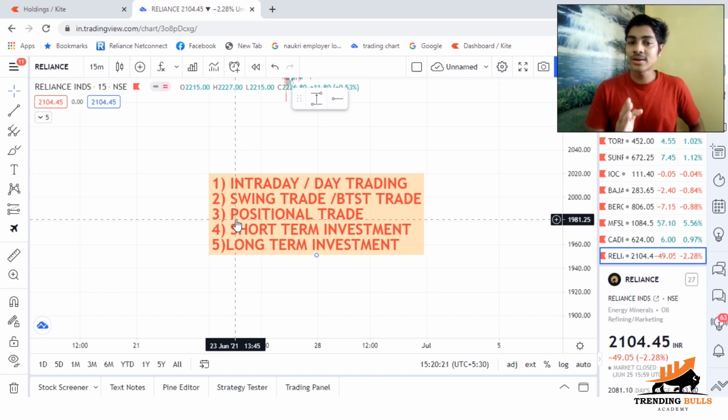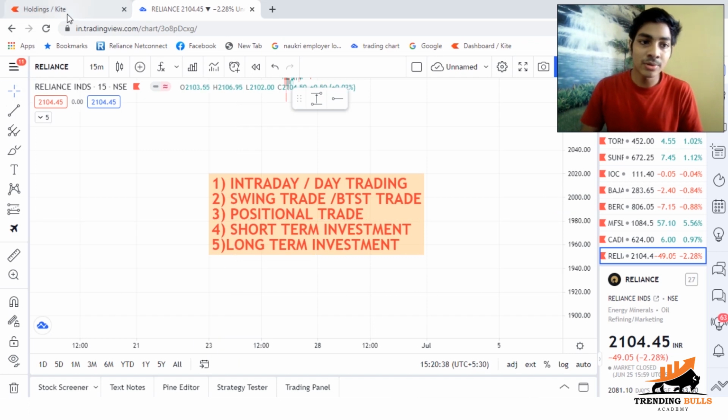Now the first one, that's the most important one, the intraday or day trading. So you might have heard that you can make daily money from the stock market. That probably might be because of intraday. Okay. Now what is intraday or day trading? Let us understand. So I'll take you back to the Demat account.